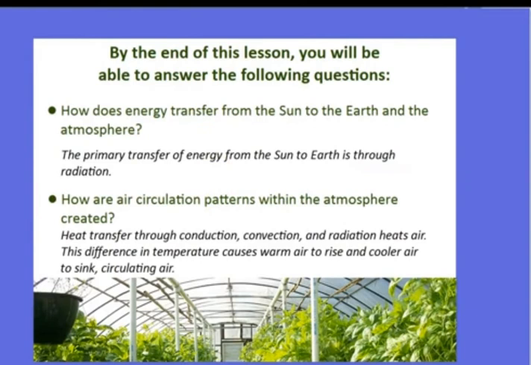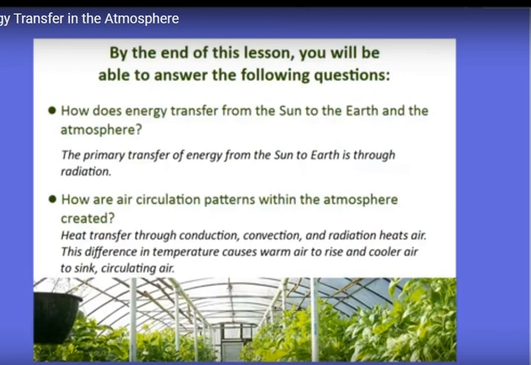All those heat air. And as the air gets heated, it rises because of a difference in temperature. The warm air rises, the cool air goes down to replace it, circulating the air. And this circulation of air is what we call wind. And we'll talk about wind currents in the next lesson.